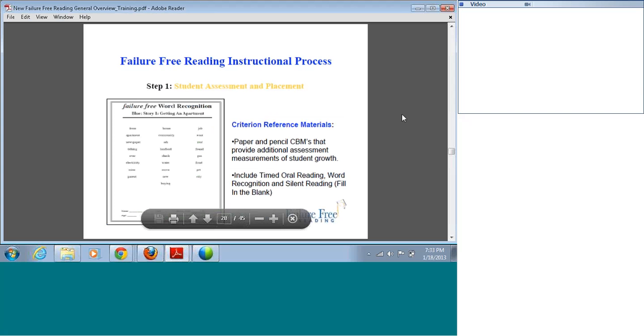However, the criterion reference materials, I think, are a very valuable resource for helping our students to be successful with reading. The criterion reference materials are paper and pencil CBMs that provide additional assessment measurements of student growth. And because they are paper and pencil, it's something tangible. The student has to read it.